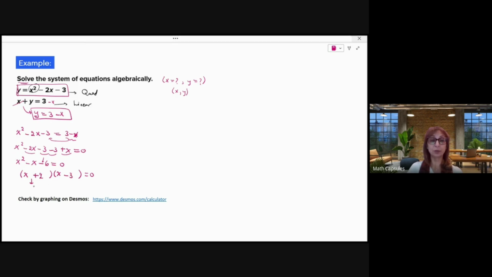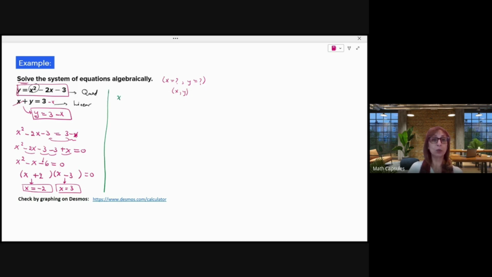From the first bracket, we know that x plus 2 equals 0, so x equals negative 2. And from the second one, x equals positive 3. I have now two values for x. For each value of x, I will find its own y. So let us continue here.